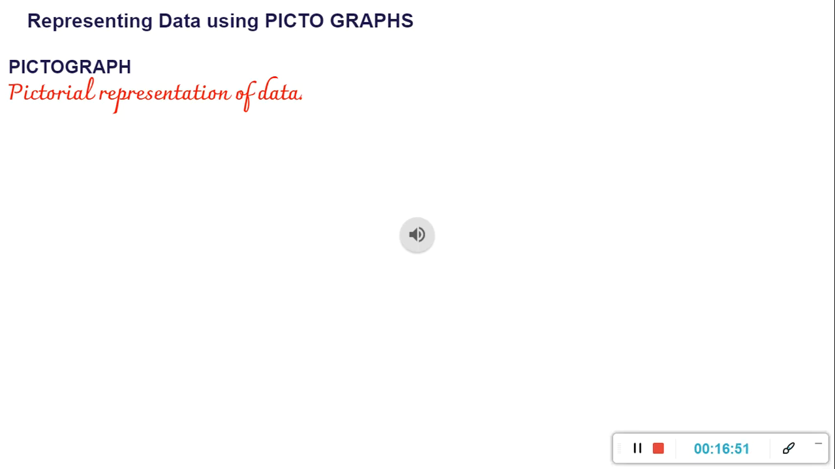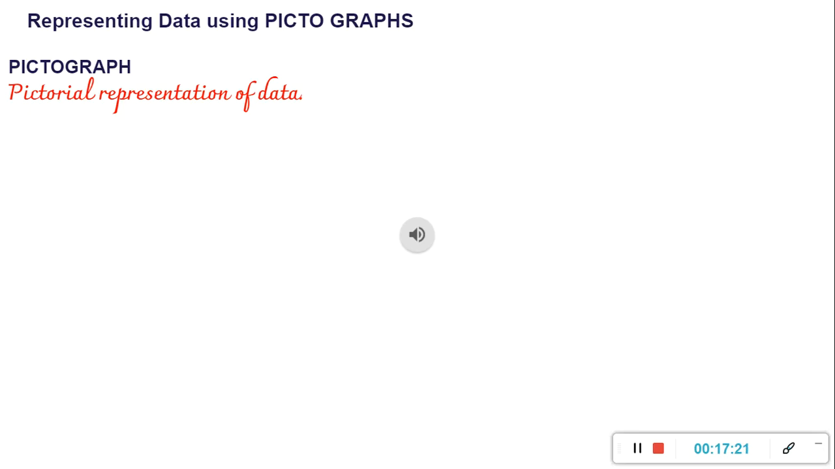Let's see. In the previous slide, we already saw that the data has been represented in the form of tables. So the more data you have, the larger the table becomes, isn't it? Then it is unmanageable after a certain time, right? So we need better ways, better techniques to represent the data. So the first technique that we use is the pictograph.